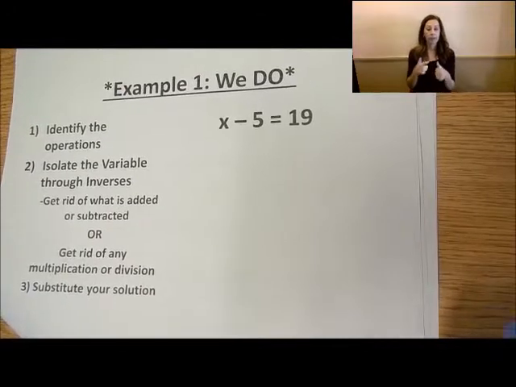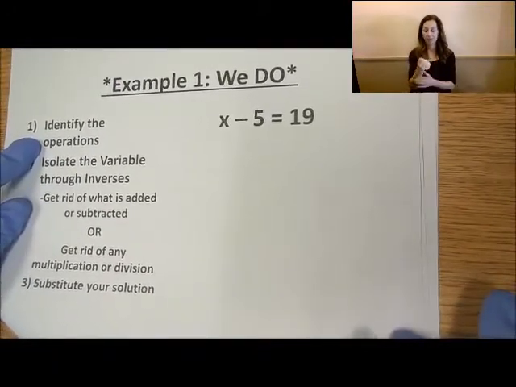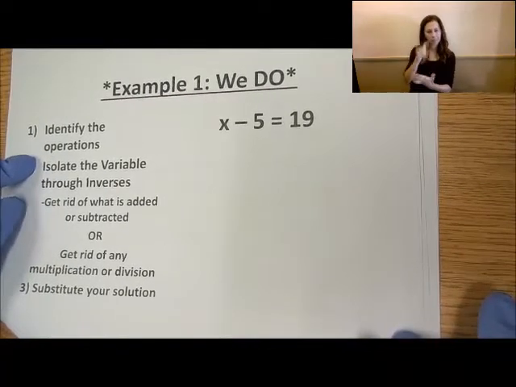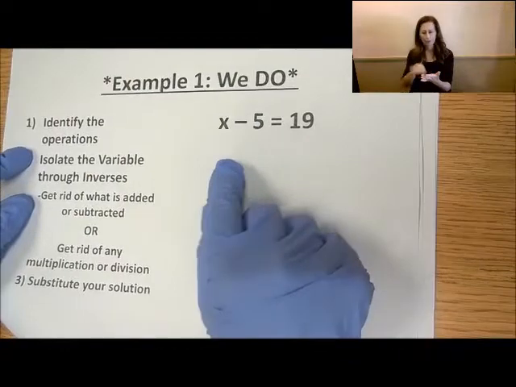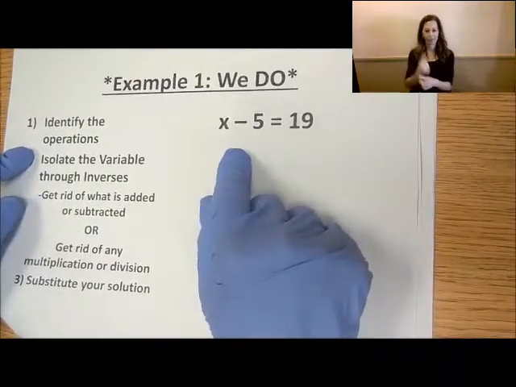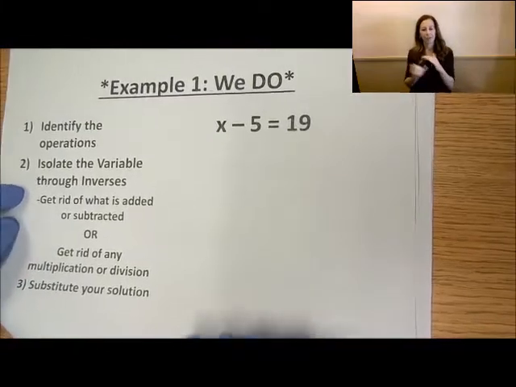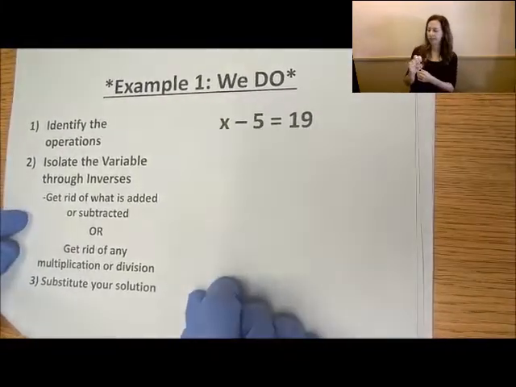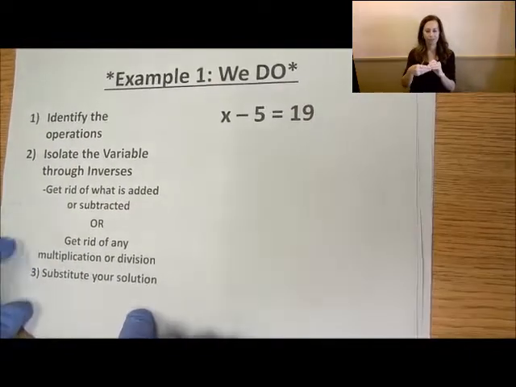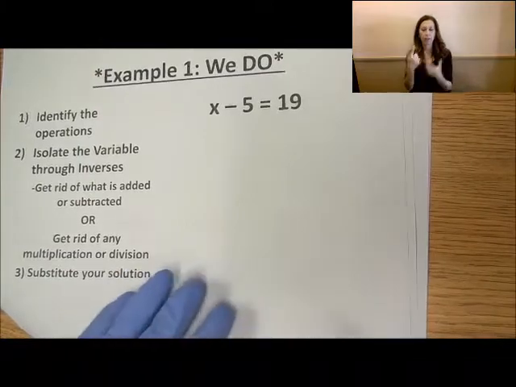So the first example we've got is 5 minus x equals 19. So identify the operation. If you said the operation is subtraction, you're right. Isolate the variable through inverses. So if it's subtraction, the inverse is addition. Substitute your solution. So let's try this problem.